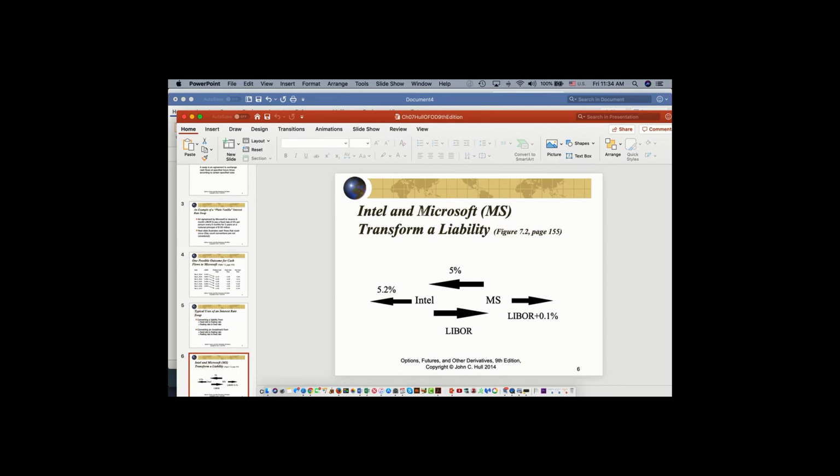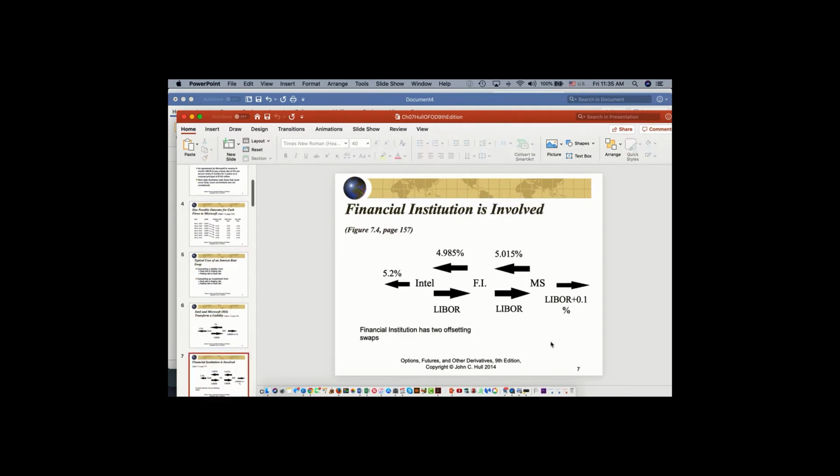And then if you see transforming a liability, I also gave the page number and figure number, please go there and see. That is, LIBOR is given by Microsoft and then Intel, and then one way is a fixed rate and LIBOR is given to Microsoft. And so you bring in the financial institutions in between, and you see there is a cut in here. Whatever is paid, they take a cut, and then it goes to Intel.